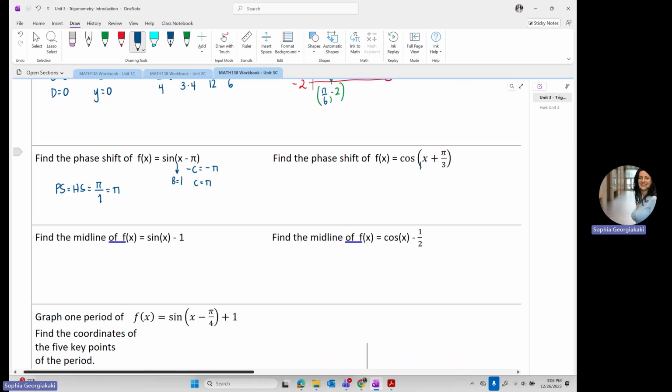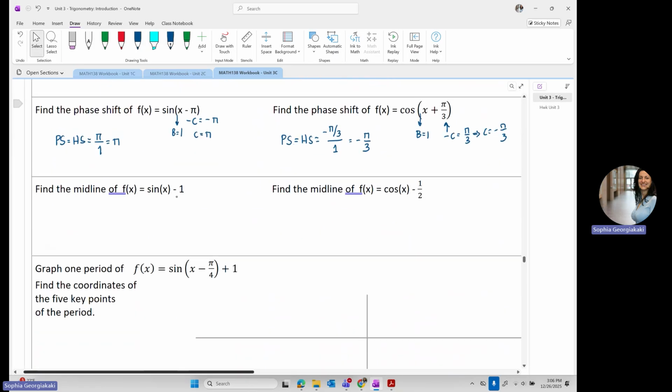Now here my b is equal to 1. The negative c is pi over 3. Therefore, c is negative pi over 3. And the phase shift or horizontal shift will be negative pi over 3, which is c divided by b, which is 1. So negative pi over 3.